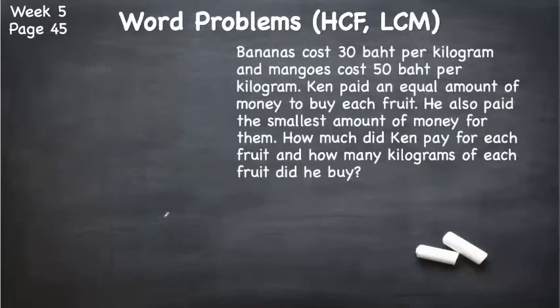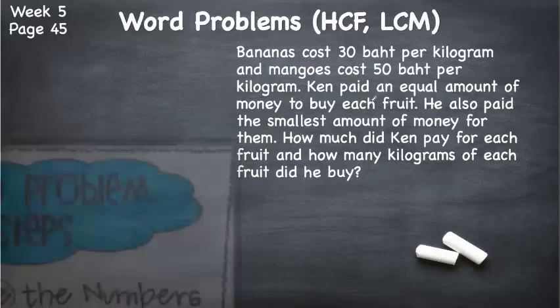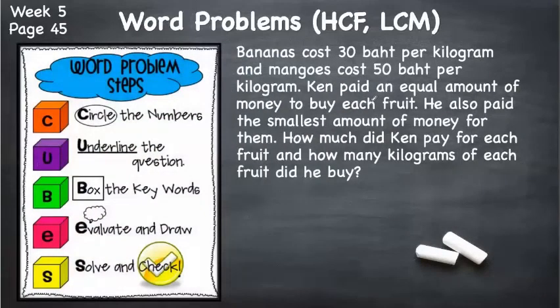Okay, now this is example 14. Bananas cost 30 baht per kilogram and mangoes cost 50 baht per kilogram. Ken paid an equal amount of money to buy each fruit. He also paid the smallest amount of money for them. How much money did Ken pay for each fruit? And how many kilograms of fruit did he buy?